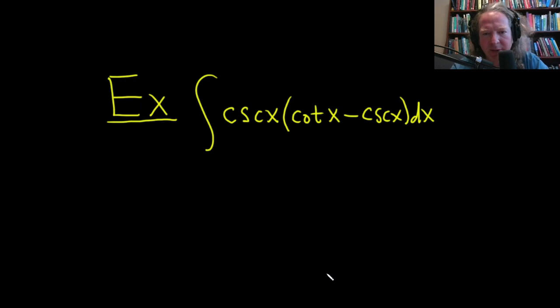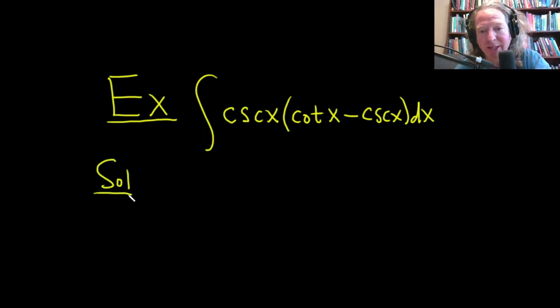Okay, let's work out this indefinite integral. We have the integral of cosecant of x times cotangent of x minus cosecant x. We have a product here, so we need to figure out how to do this. So one idea is to maybe just distribute the cosecant and see what happens.